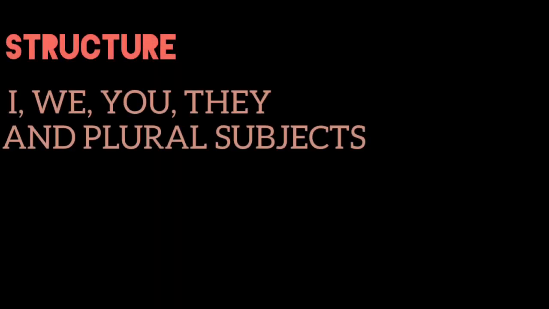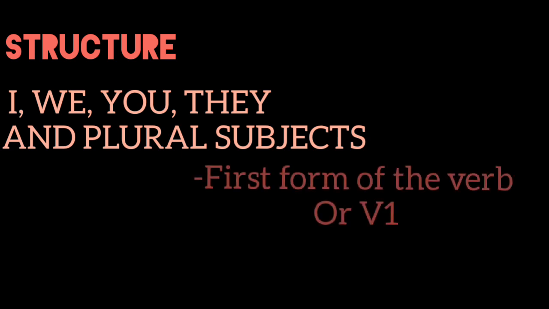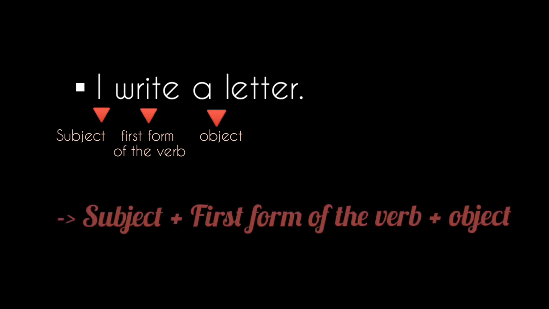With I, we, you, they and plural subjects, we use the first form of the verb. Now let us take an example of an assertive sentence. I write a letter. In this sentence, I is the subject, write is the first form of the verb and object is a letter. So the structure will be subject plus first form plus object. Here the object may be optional.